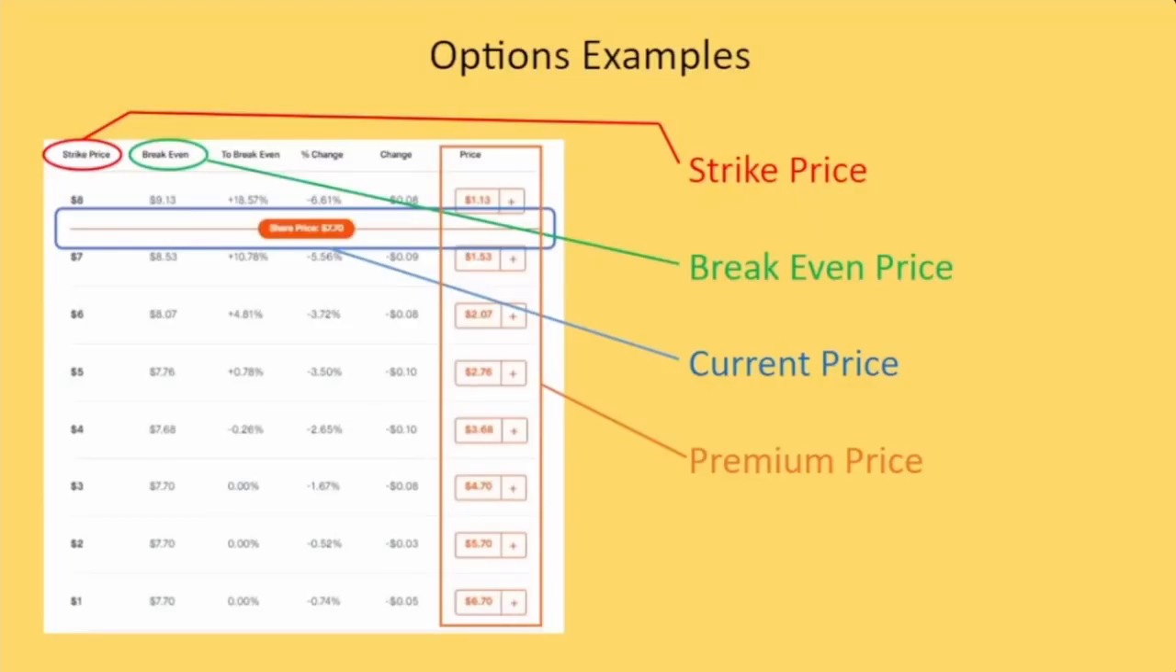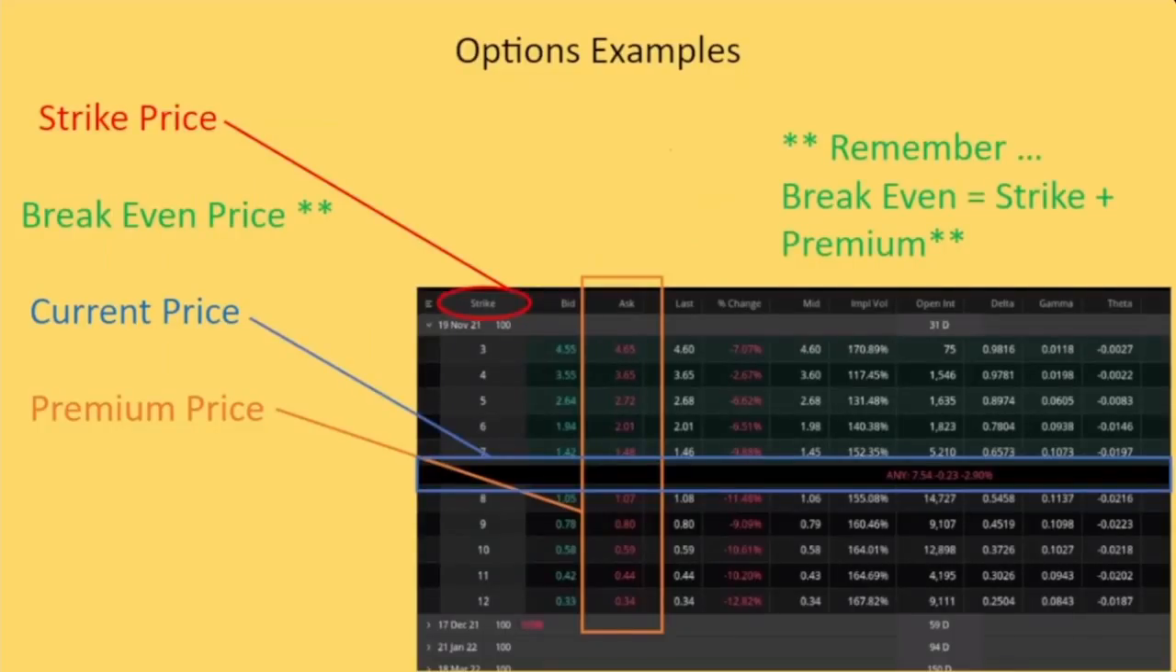Because sometimes you're not going to have the luxury of having that break-even price shown for you. This is a completely different platform, a screen on one of theirs. And as you can see, this is a page for ANY. It's currently trading at $7.54. We can tell that by looking at the current price box. It's in the middle of the screen there. I've got it circled in blue.